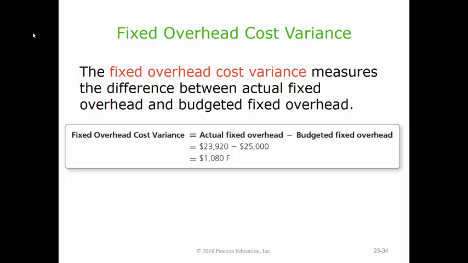So to find your fixed overhead cost variance, you just take your actual fixed cost and subtract out the amount of fixed cost you budgeted for in your master budget. Cheerful Colors had $23,920 of actual fixed costs, less than the $25,000 that they set forth in their budget. So that $1,080 less in fixed costs that they paid is a very favorable variance for the company.